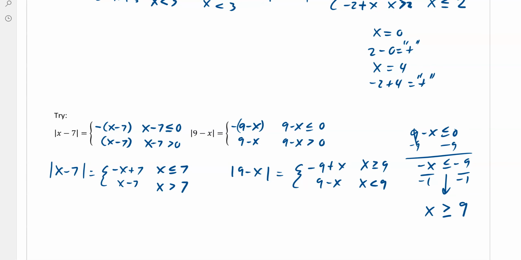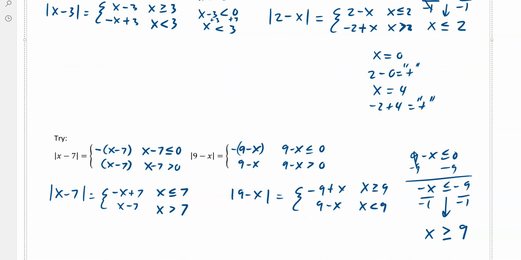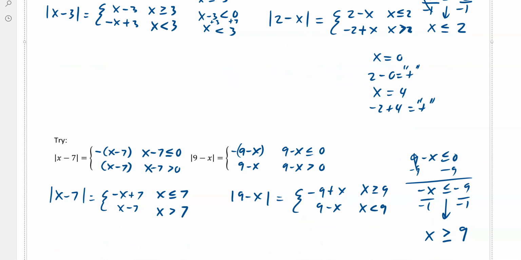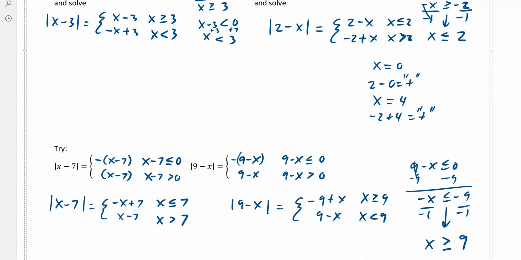And so those are your answers. And again, they should match the ones above. 9 minus x for x is less than 9. And negative 9 plus x for x is greater than 9. So everything checks. This one as well. The negative gets the negative, the positive gets the positive, and so on.